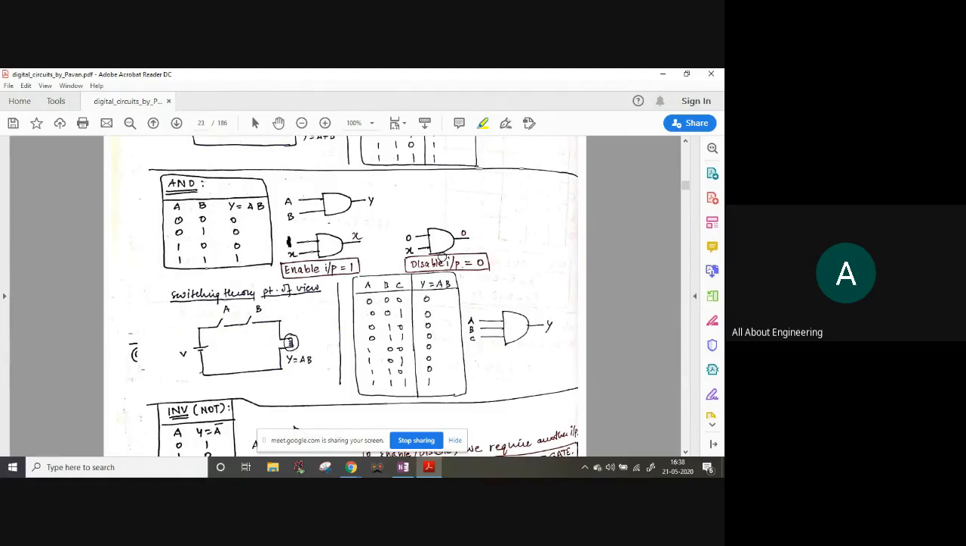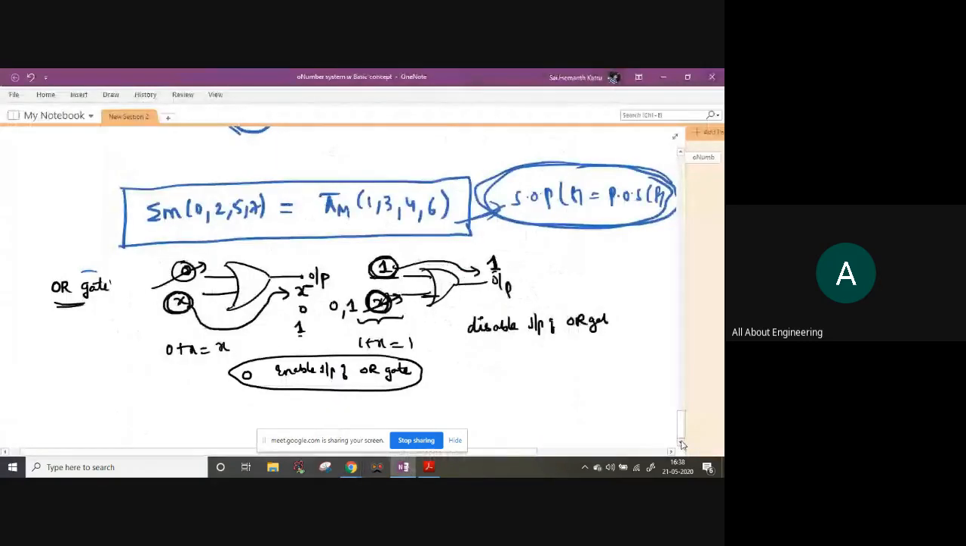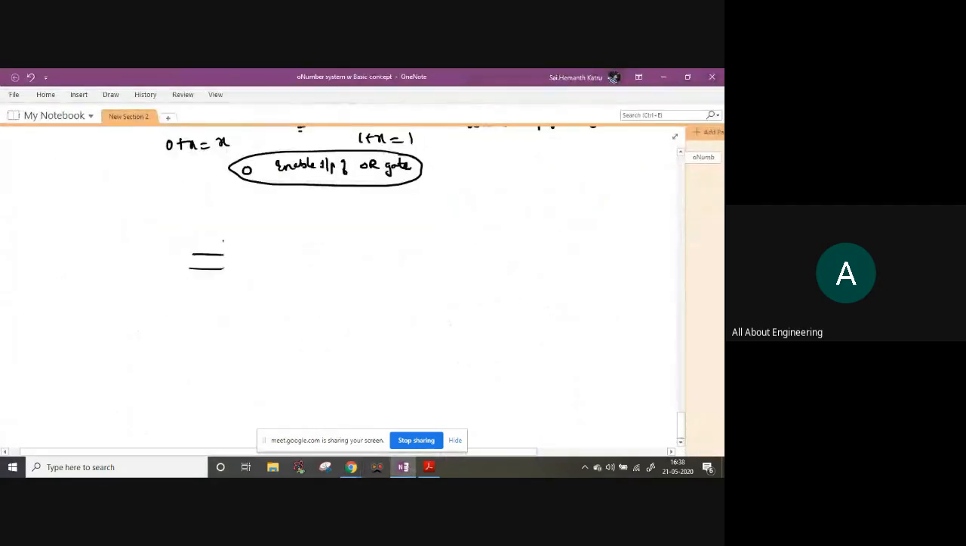Now if you look at enable and disable input of AND gate, it is very obvious and clear. Now you can do it directly. If one input is 0, irrespective of the other input, the output will always be 0. So if one input is 0, it is not allowing the other input to access the gate. So it is called disable input. If one input is 1, it is allowing the other input to access the gate.